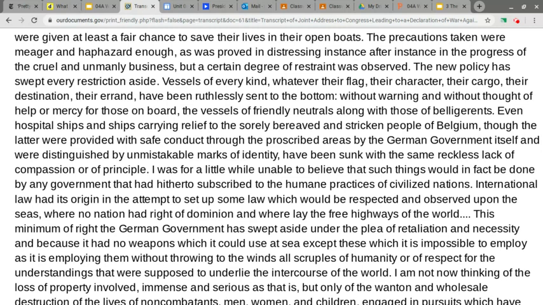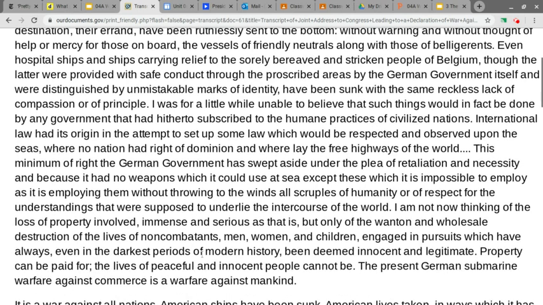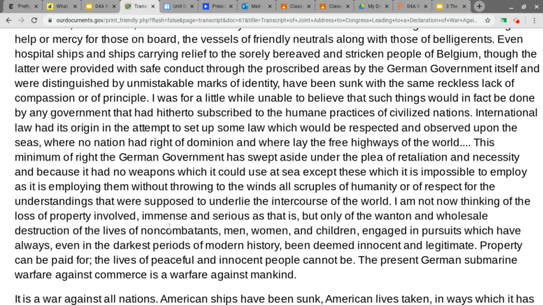This minimum of right the German government has swept aside under the plea of retaliation and necessity, and because it had no weapons which it could use at sea except these which make it impossible to employ as it is employing them without throwing to the winds all scruples of humanity or of respect for the understandings that were supposed to underlie the intercourse of the world.